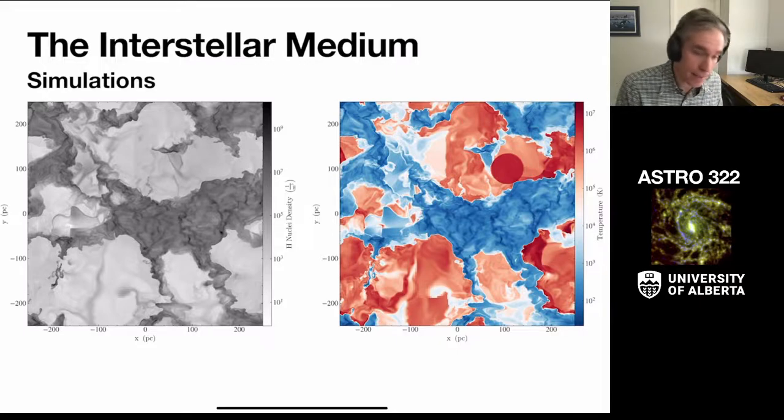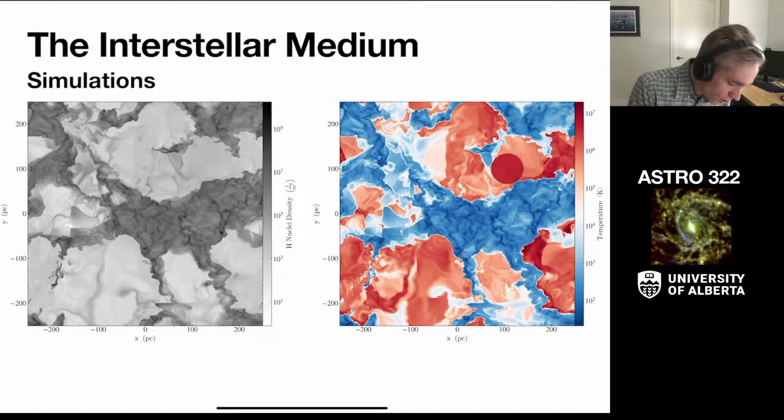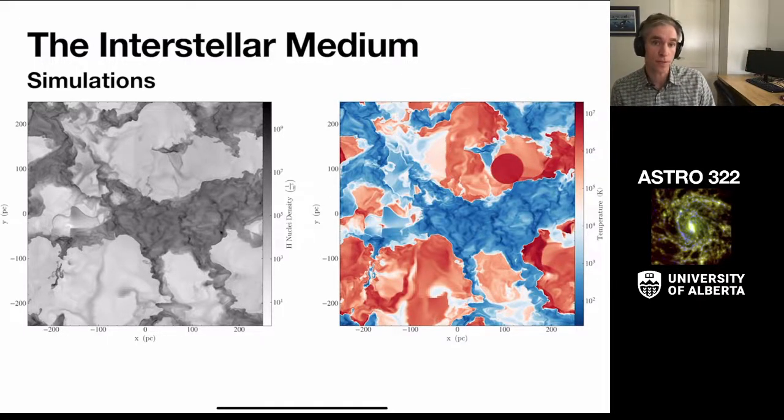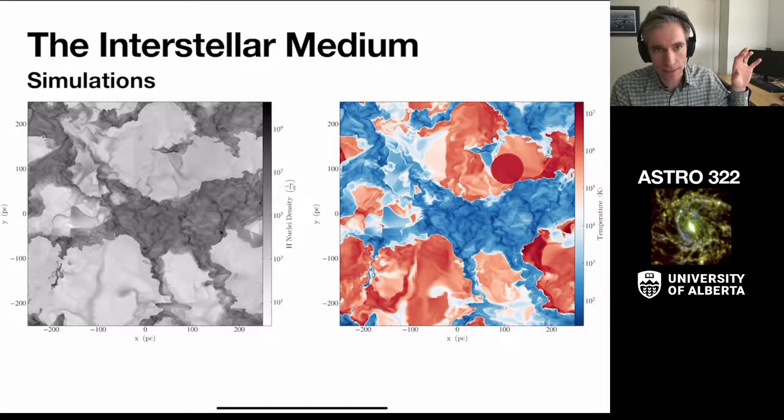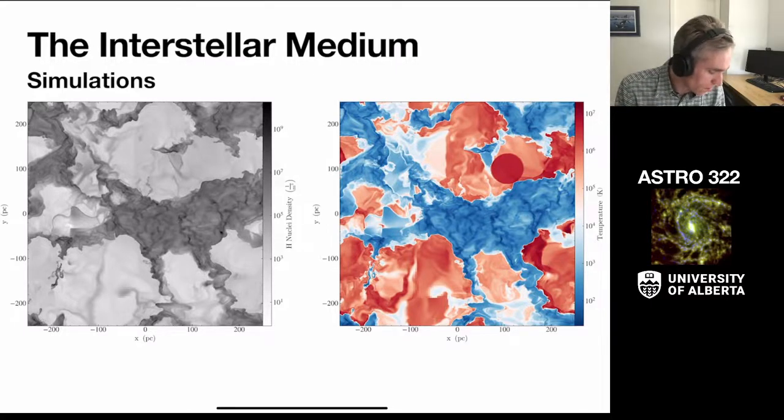On the right-hand side here, what you're seeing is a temperature scale. Again, this is running over a factor of 100,000 in temperature, where you have cold material here that has temperatures of about 10 to 100 Kelvin, and you get really hot material up here, which has temperatures of a million to 10 million Kelvin. You'll notice that these two images look almost the same structurally. The high temperature stuff is very low density, and the high density stuff is low temperature, such that if I multiplied these two images together, I'd get a constant value that would come out at around 10 to the 8th or so, which is essentially the representation of the pressure in the interstellar medium.